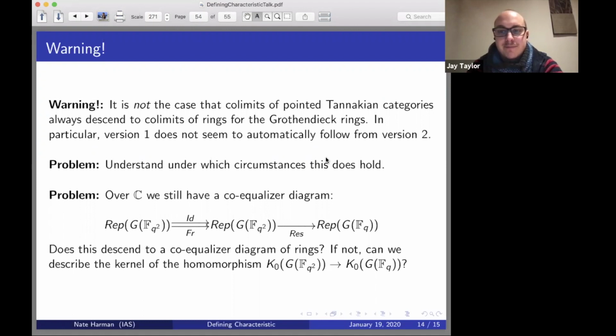But yeah, I've never tried to. Probably TF has tried to restrict things from GFQ squared to GFQ, but I haven't, because I'm not brave enough.